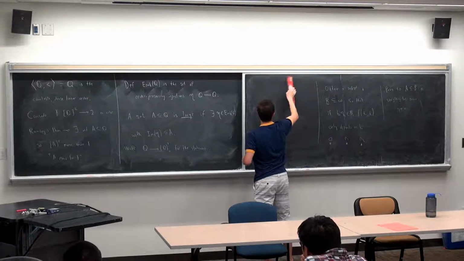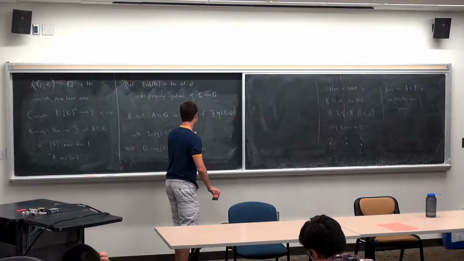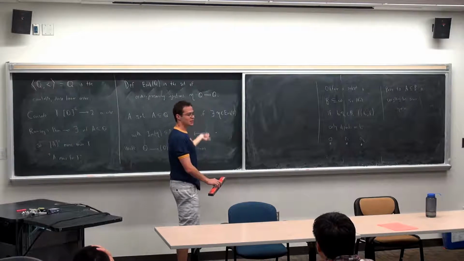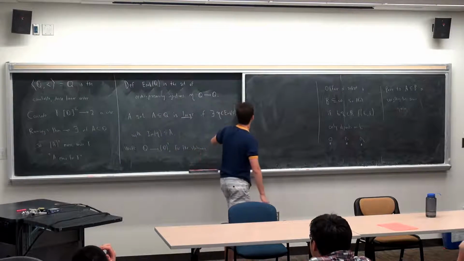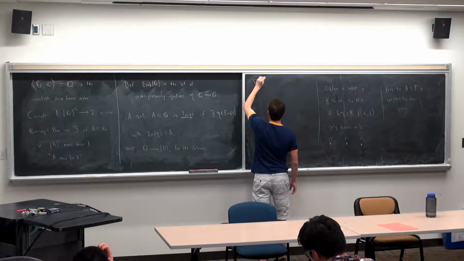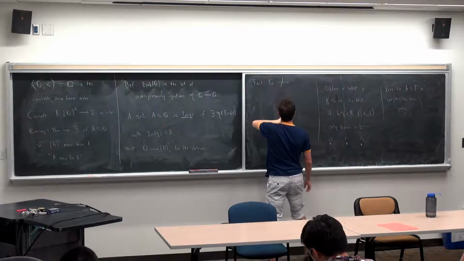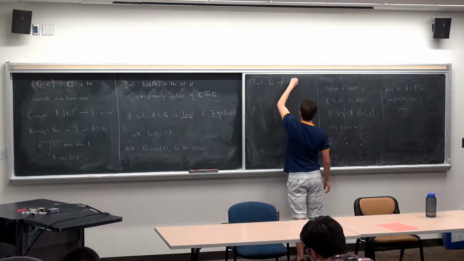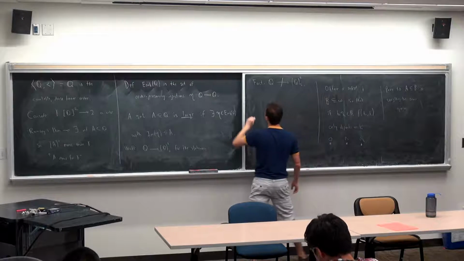So large means it contains a copy. It doesn't have to exactly be a copy. Yeah, so like an interval that's large. Yeah. So, fact: Q does not arrow Q to 2. This is just the negation of that statement. Let's prove it.